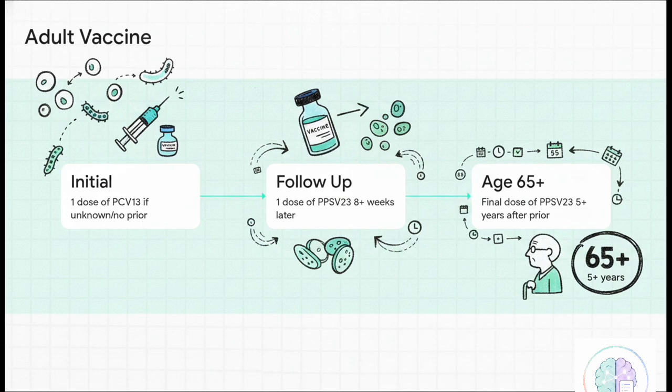But adults have a unique requirement down the road. Once they hit age 65 or older, they need 1 final dose of PPSV23. And remember, that final shot has to be at least 5 years after their most recent PPSV23 dose.